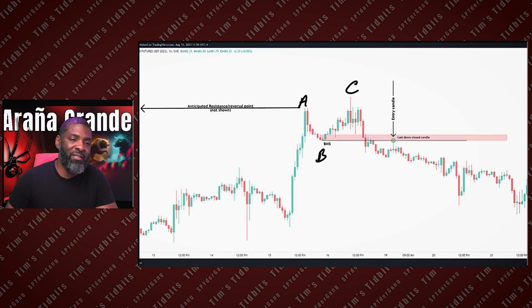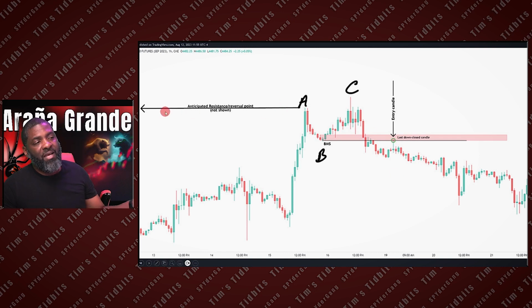Now, let's look at it on the charts. Here we are. If you see here, we've got an anticipated resistance or reversal point, meaning we're coming up on a higher time frame high. It can be a higher time frame PD array, but in this case, it's a higher time frame high. So price comes up. This is our A right here. It retraced back, making a low. That's our B right there. And then we go back up.